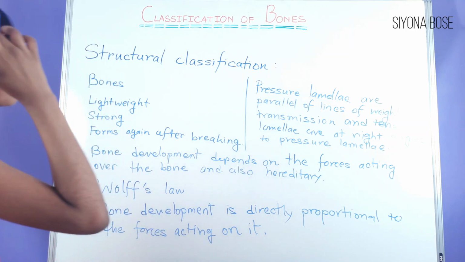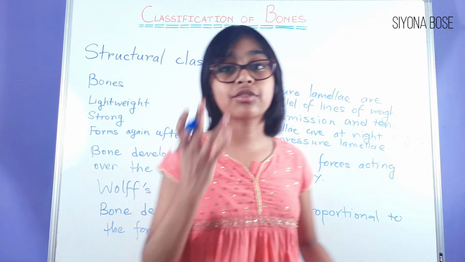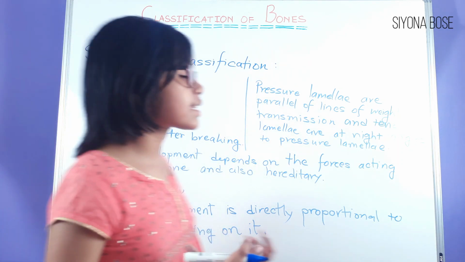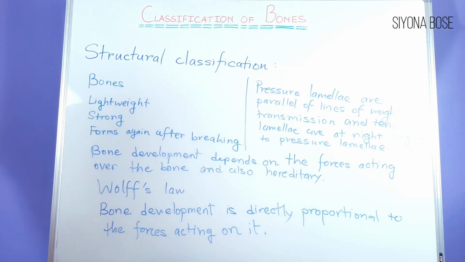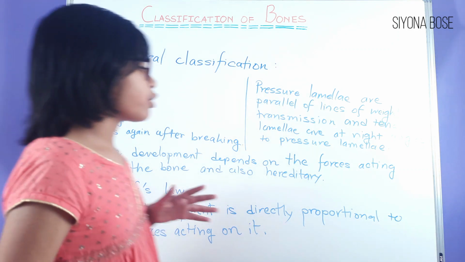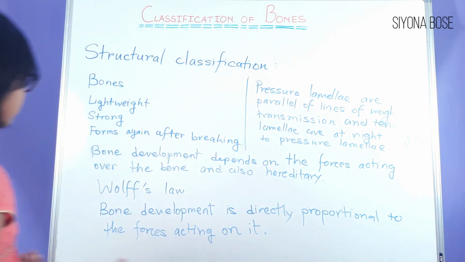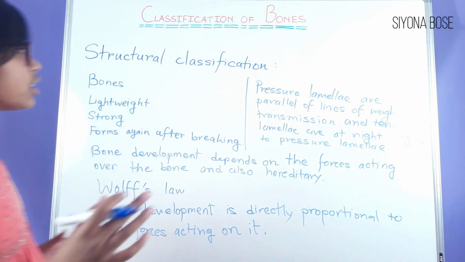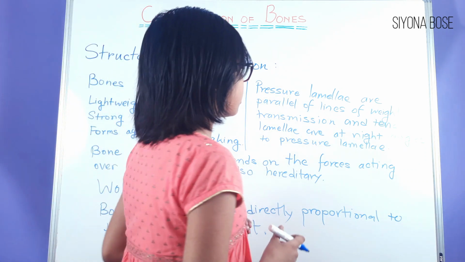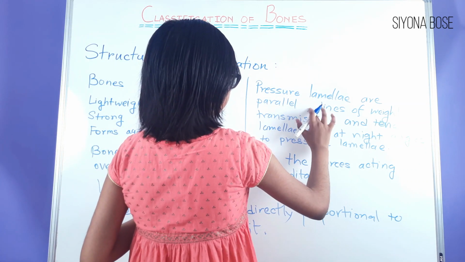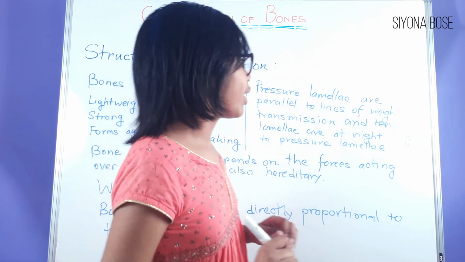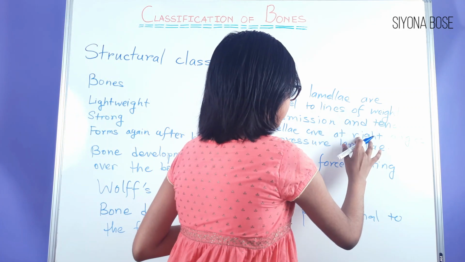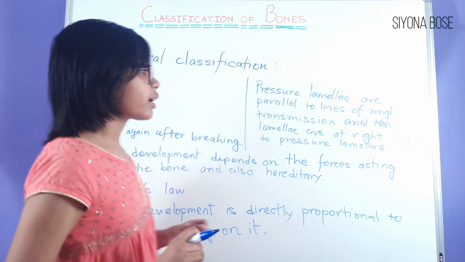We can have a quick revision. So bones are lightweight, strong, and can form again after breaking or having a fracture. Bone development depends on forces acting on it and also on heredity. Wolff's law suggests that bone development is directly proportional to the forces acting on it. And lastly, the main point: pressure lamellae are parallel to lines of weight transmission, and tension lamellae are at right angles to pressure lamellae.